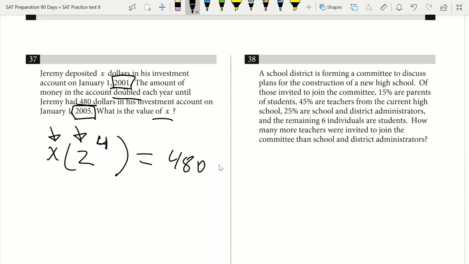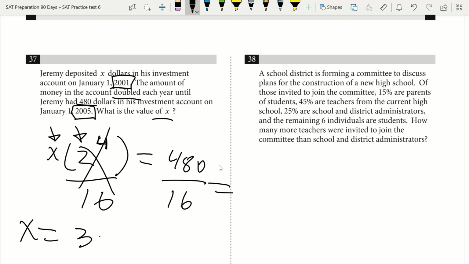I know 2 to the 4th, I mean, I can plug it in my calculator real quick to check, but I believe that's going to be 16. And it is 16. So I go ahead and divide each side by 16, cancel that. 480 over 16, let's go ahead and see, 480, 16. I think it's 30. It is 30. So then X is going to equal 30. So 30 is going to be my answer there.